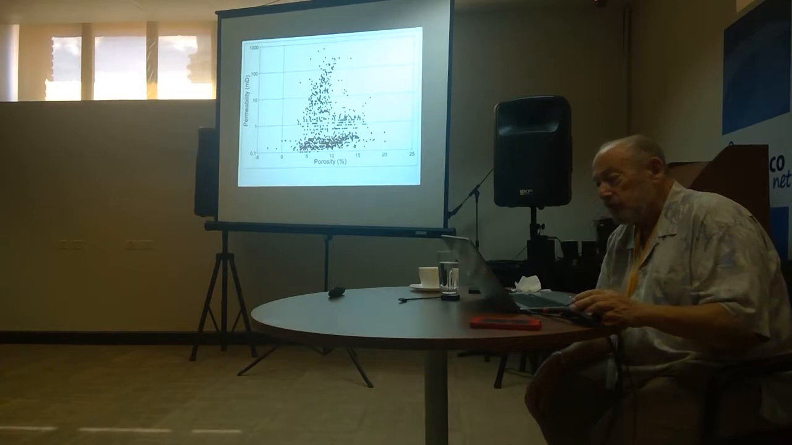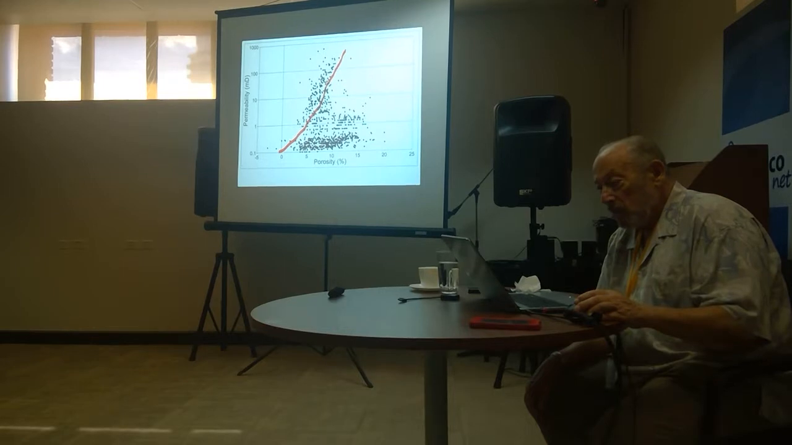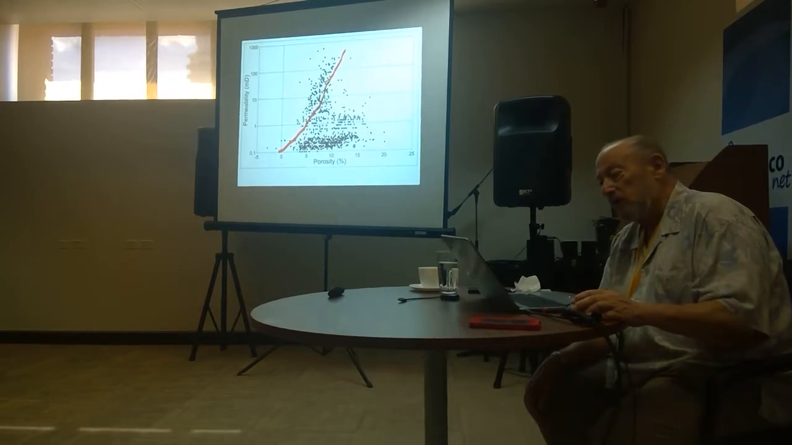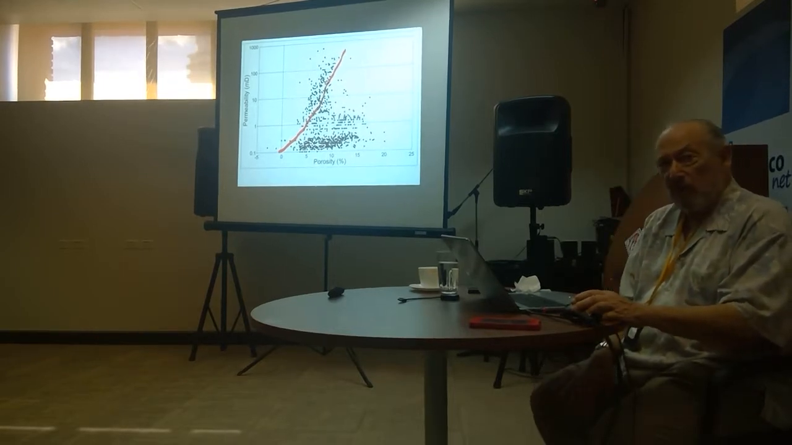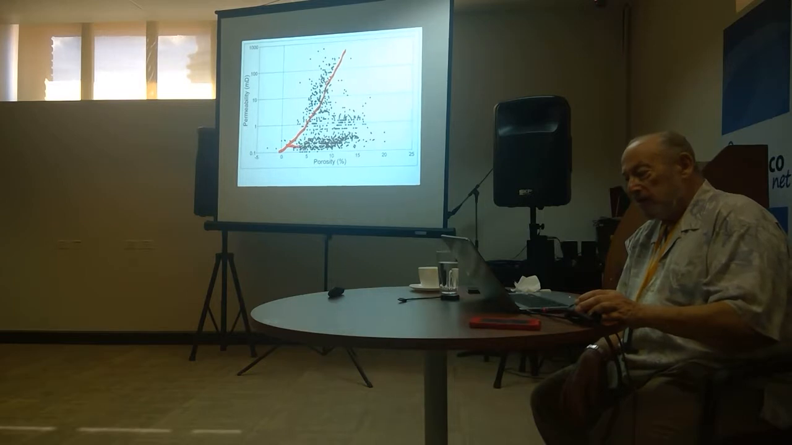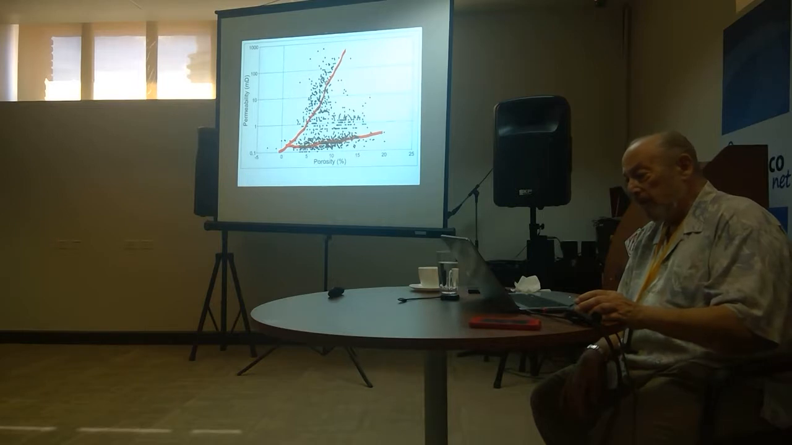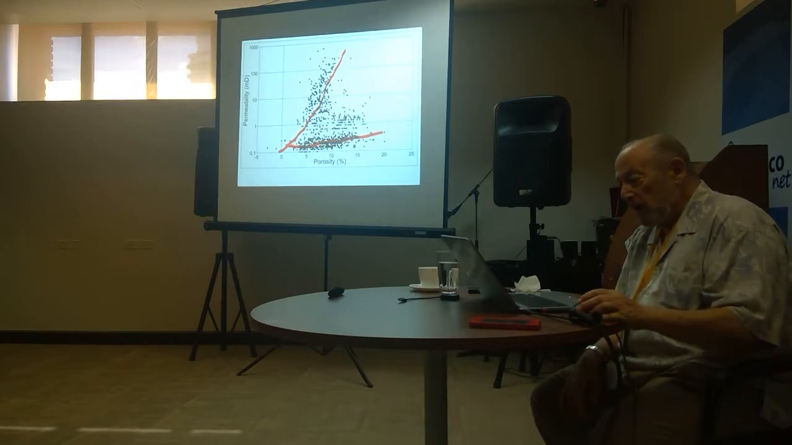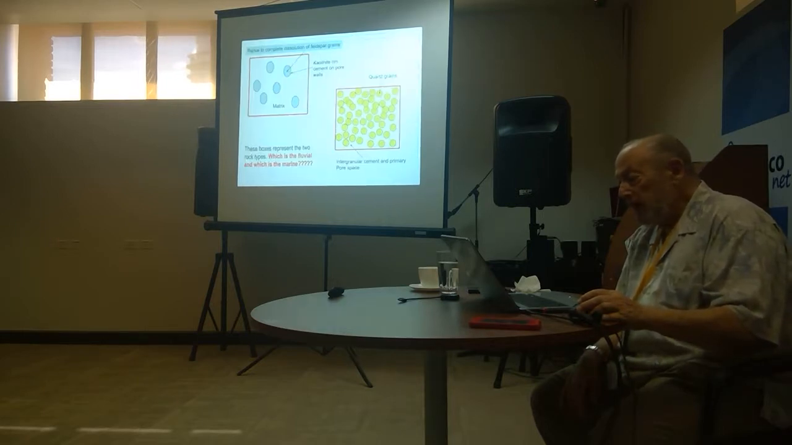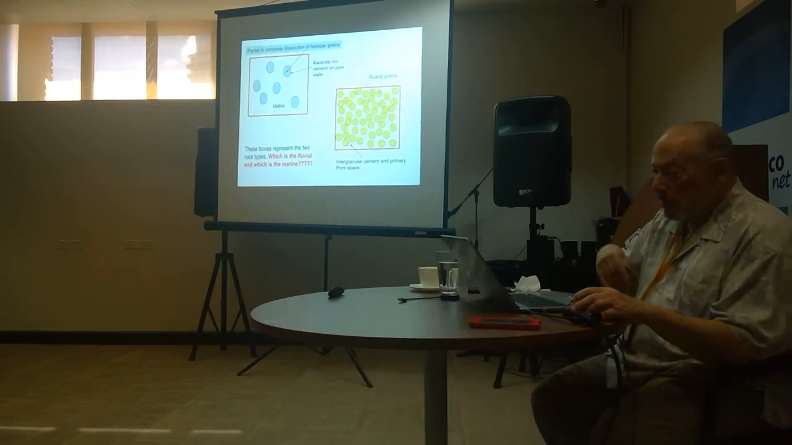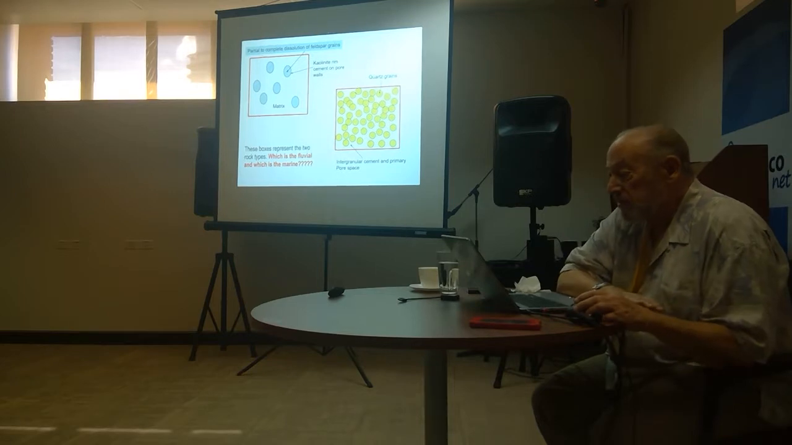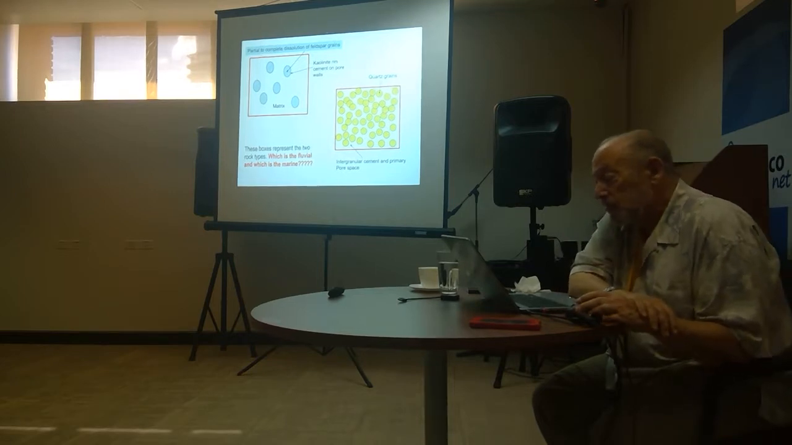Here you see the two trends. One trend like that, where you get kind of a normal increase in permeability with porosity, and then another trend here, where we get a wide range of porosity and all very low permeability. Now, why is that? It's because of this that I didn't show you this morning.